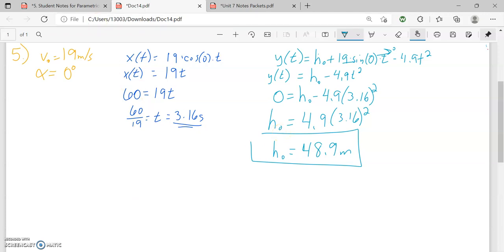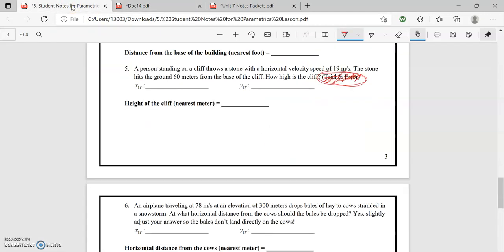That's your answer. Let's go back. It is asking that, so that's 19t, and that's h naught minus 4.9 t squared, but the height of the cliff, the nearest meter, 48.9, that is a 49 meter tall cliff.